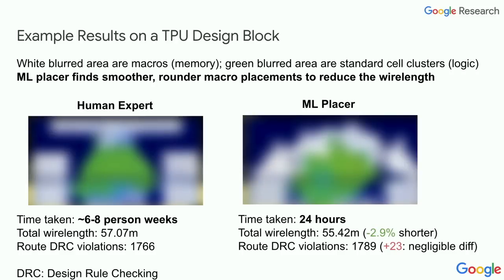And so what we see is that we're actually able to, in a much more rapid fashion, get high quality layouts. So this is the machine learning placer on the right there, and a human expert on the left, laying out different blocks where the white things are macros and the green things are logic. And so in a much more rapid fashion, you're able to get good answers.